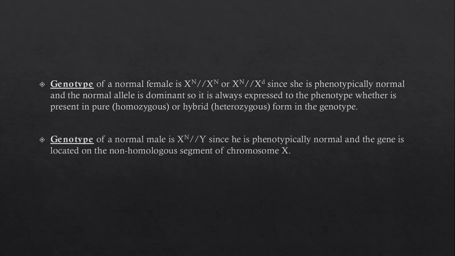As for a normal male, the genotype of a normal male will be XNY. This is because he appears to be normal and the gene is located on the non-homologous segment of chromosome X. He's going to express this allele, and whatever phenotype he possesses is going to reveal clearly his genotype.